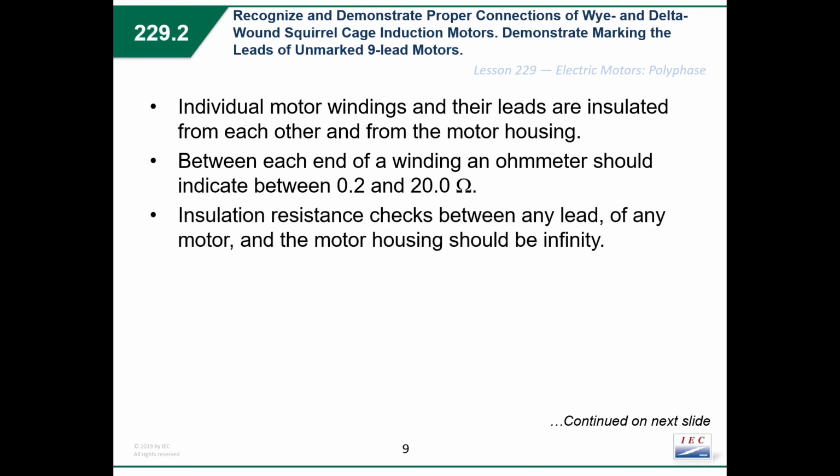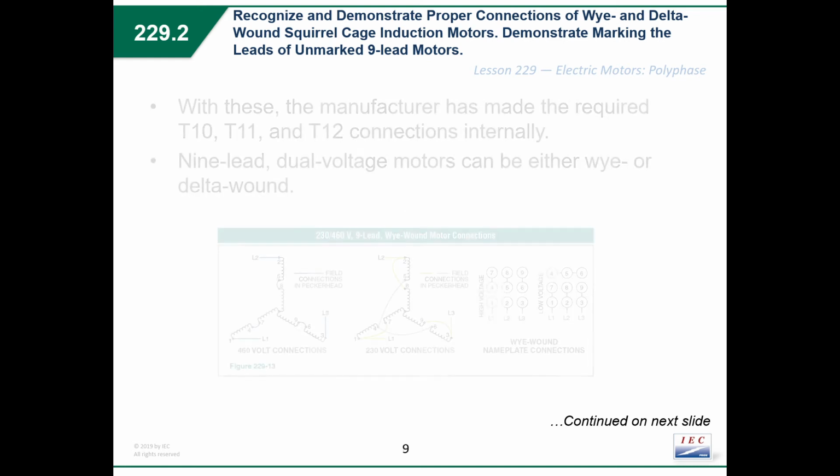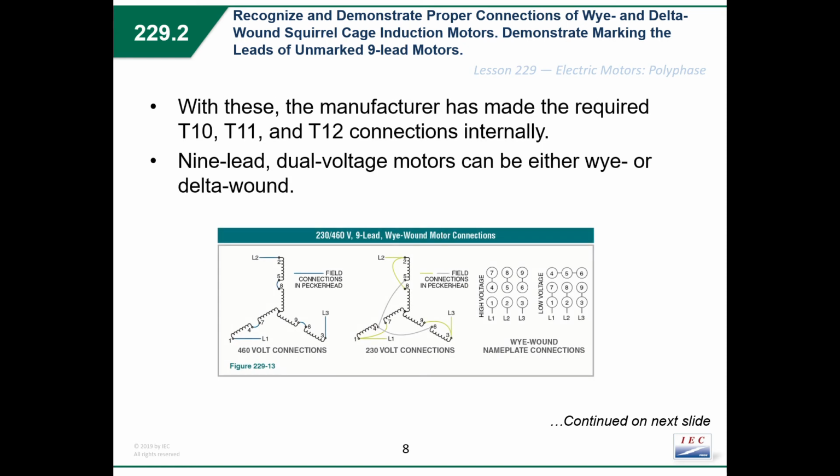Insulation resistance checks between any lead of any motor and the motor housing should be infinity. So essentially, if we're reading things that should not be connected, so for instance, let's step back over here, the way this one's connected, if I take an ohm reading between any of these L1, L2, L3, I will read through that because these are actually all connected, right?